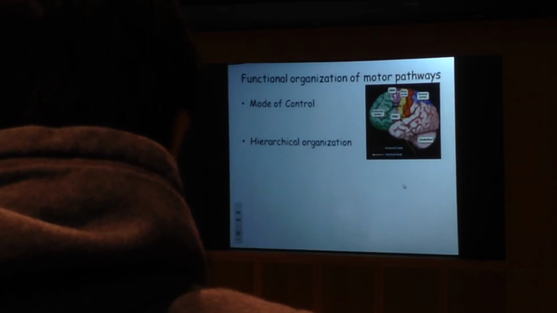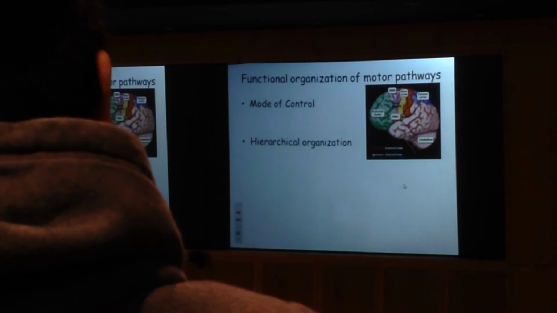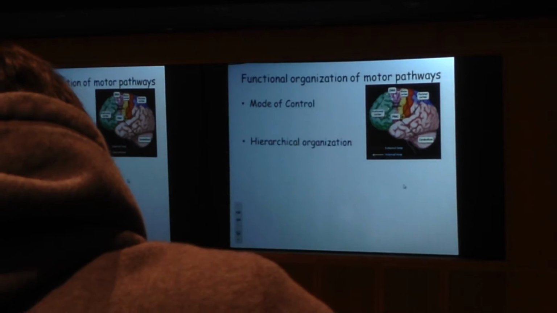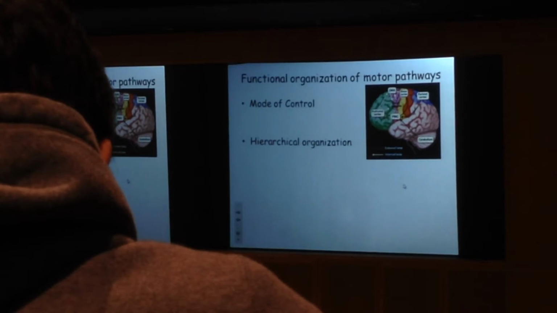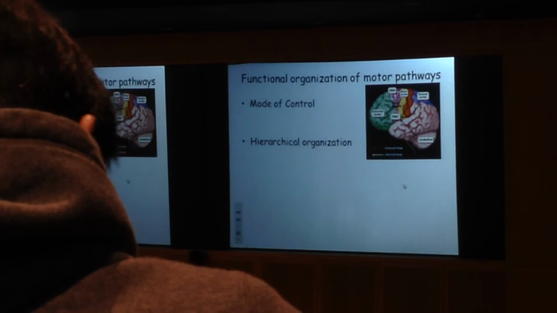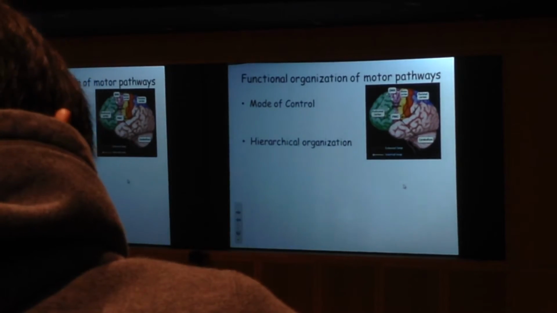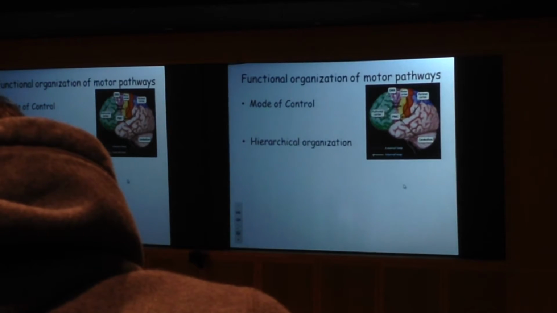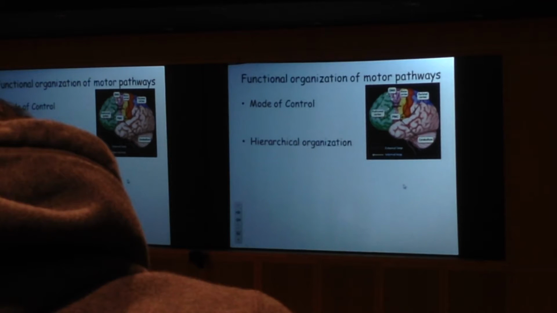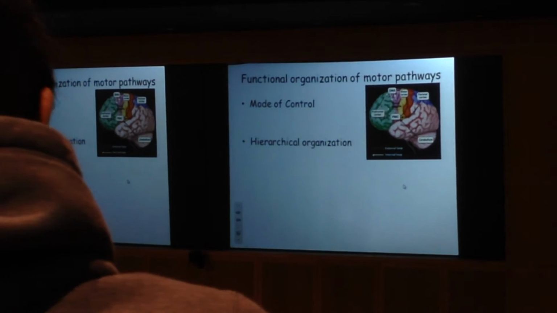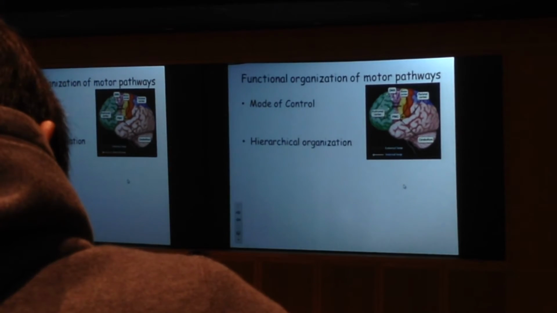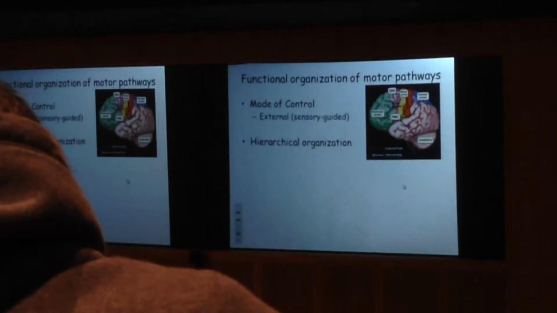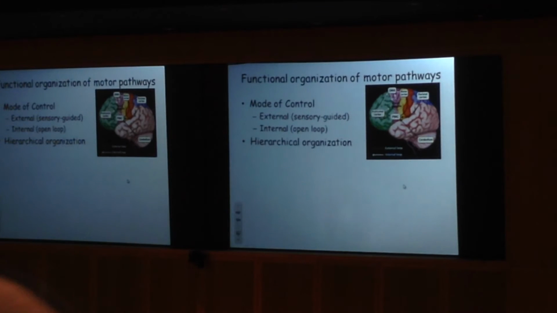So let's take a look at how the functional organization of the motor pathways is represented. There are many ways that you can describe these functional organizations. I'm going to talk about two ways. One is called the mode of control. The other one is called hierarchical organization. Mode of control is basically whether the cue or the driving force is external or internal.